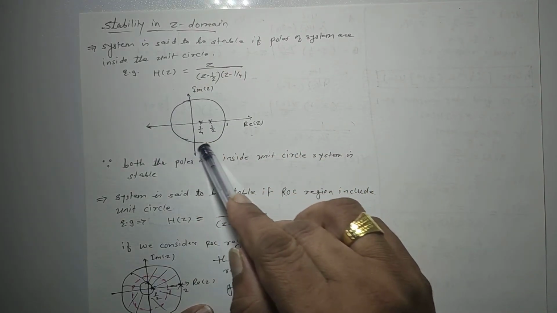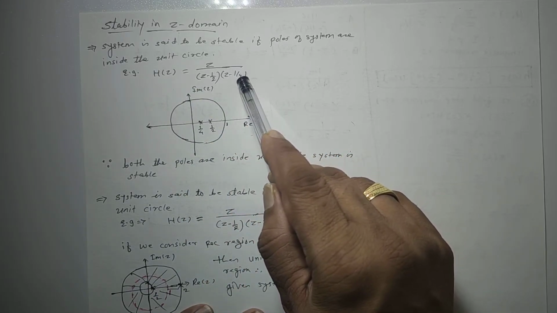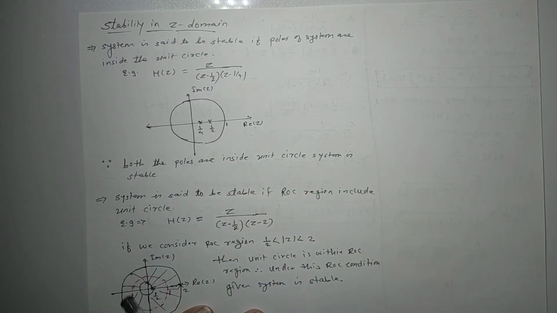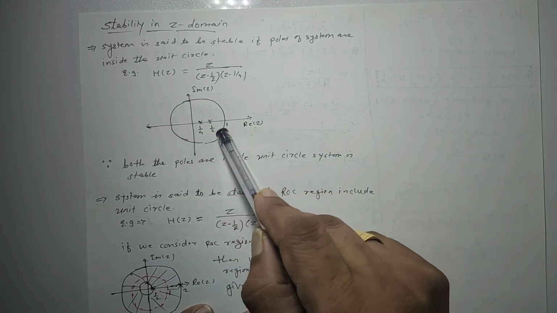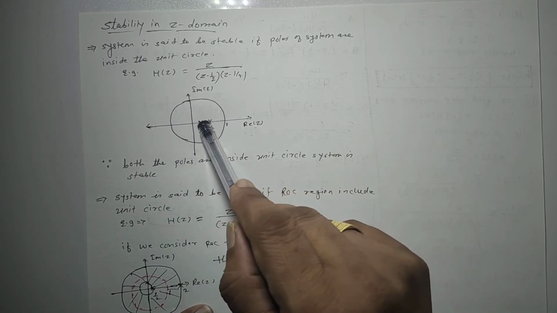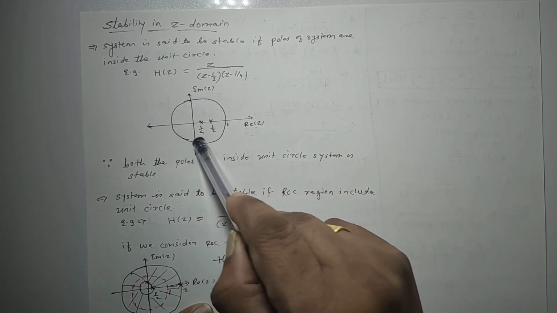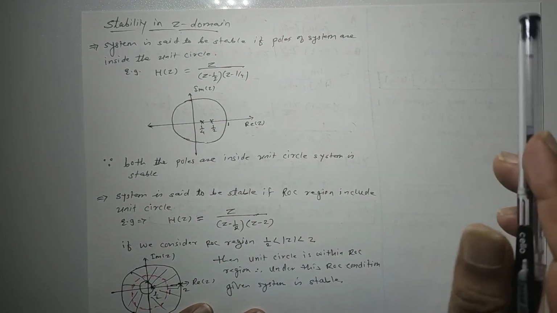So this is a circle of radius 1, and then we'll draw the two poles. One pole will be at 1 by 4, another pole will be at half. And it is seen that both the poles are inside the unit circle. दोनों पोल यूनिट सर्कल के अंदर में हैं. तो अगर यूनिट सर्कल के अंदर सब पोल्स आ रहे हैं तो सिस्टम इज स्टेबल, अदरवाइज सिस्टम इज अनस्टेबल.